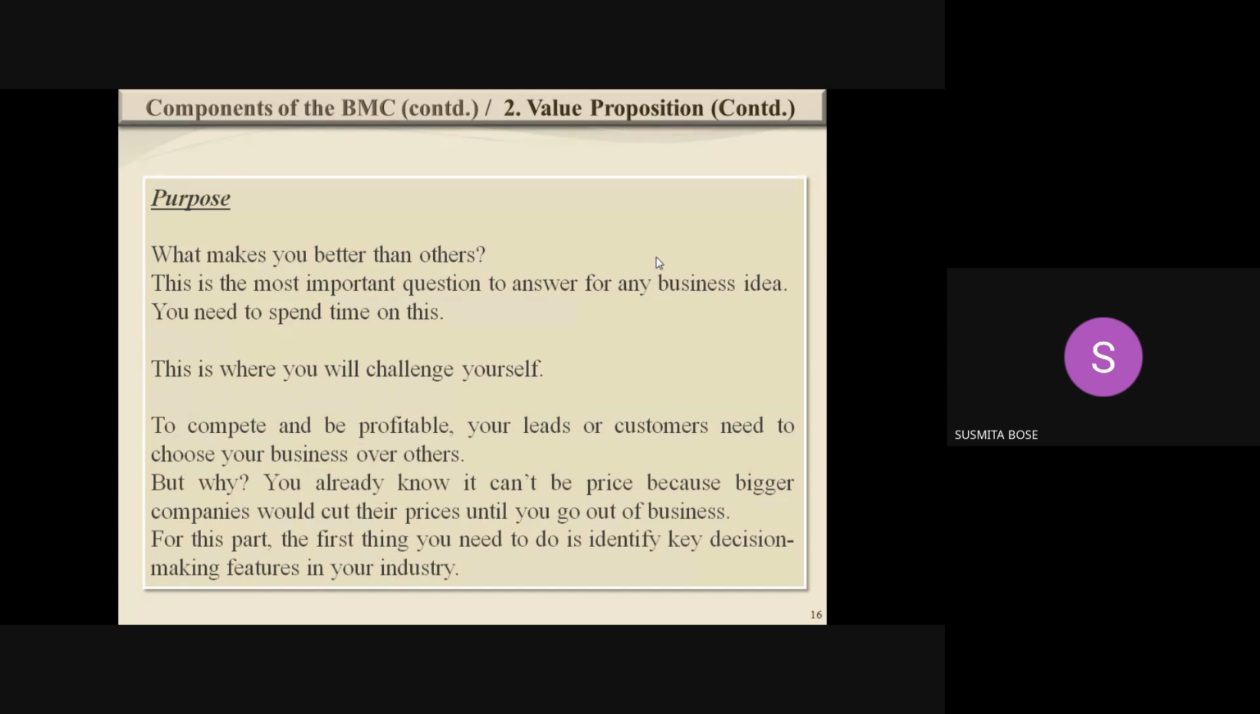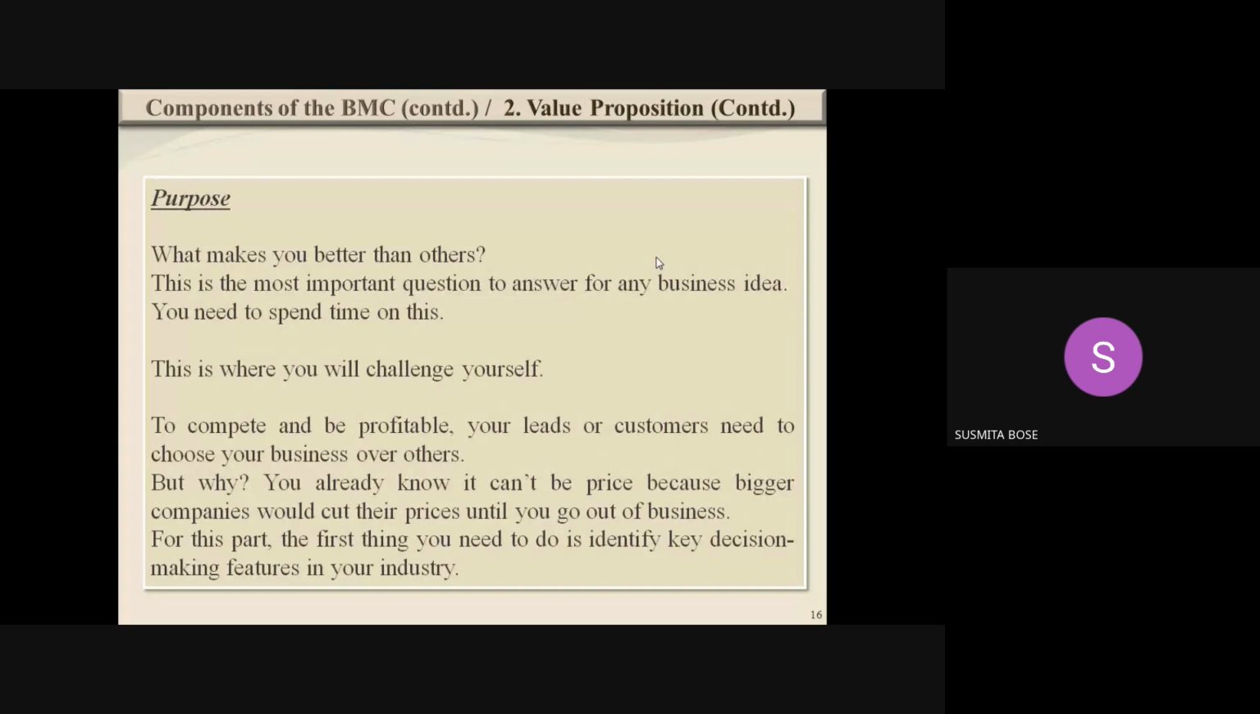So here is the purpose. What makes you better than others? This is the most important question to answer for any business idea. You need to spend time on this. First you need to understand yourself why a customer will come to me. What makes my product better than others' products? This is where you will have to challenge yourself to compete in the market and to be profitable. You have to compete, you have to sustain in the market, and then you have to make profit also, because you have to sustain for the long run.